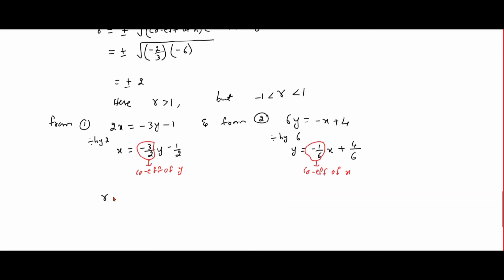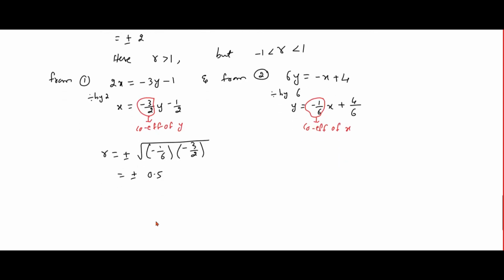The value of r will be nothing but plus or minus square root of coefficient of x value over here, which is minus 1 by 6, times coefficient of y value, which is minus 3 by 2.5. So it is less than 1. Because it is less than 1, you can consider this value. Therefore, r will be equal to, we have to take a negative value because the coefficient of x as well as coefficient of y both are negative. Therefore, the value of r will be 0.5.